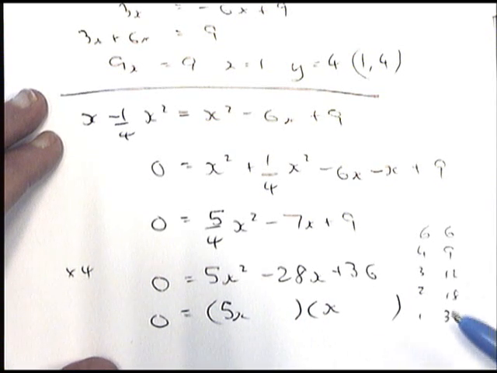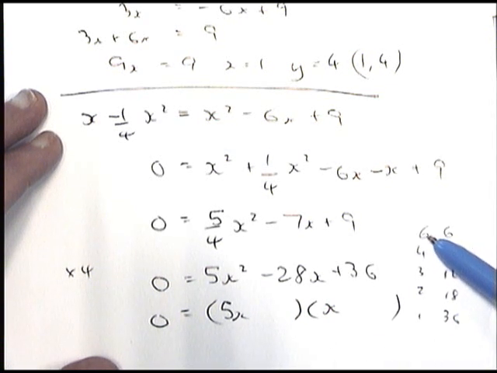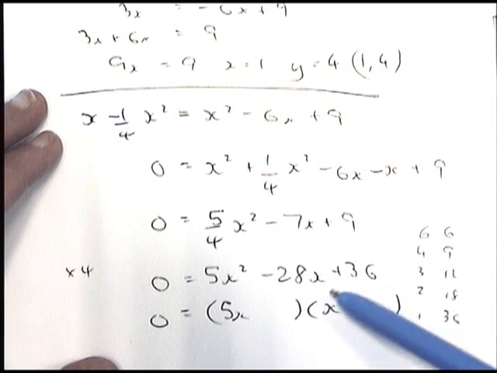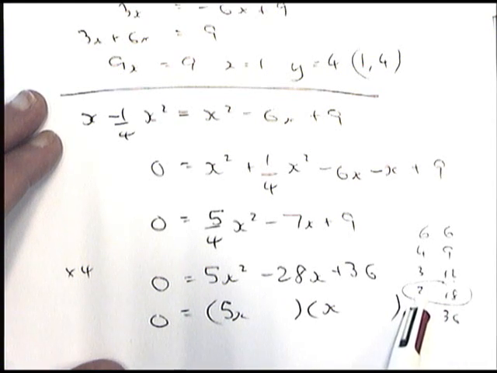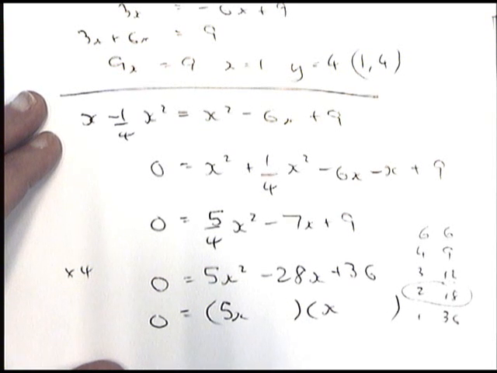Now you can work through these. If I times one of those by 5, I get 30. 30 and 6 I can't get 28 from. If you work through them all, it's actually this one down here. If you times 2 by 5, you get 10. 10 and 18 gives you 28.